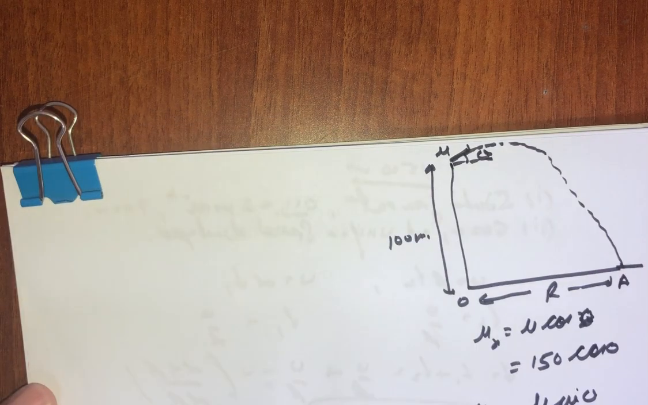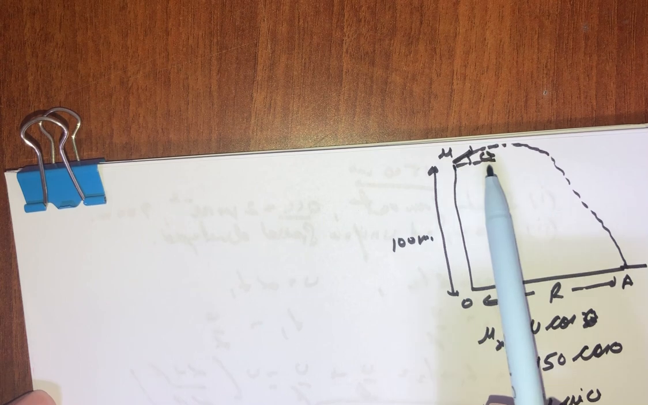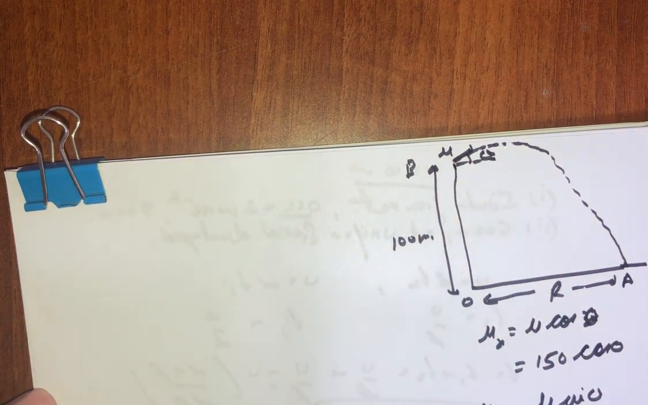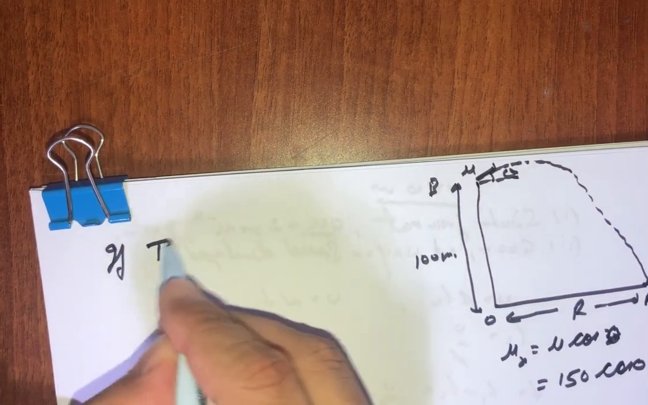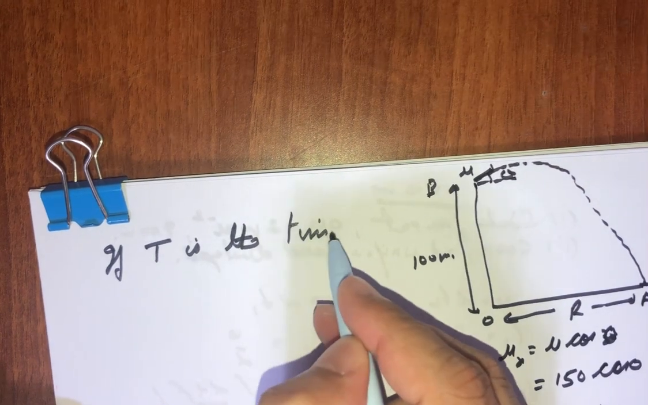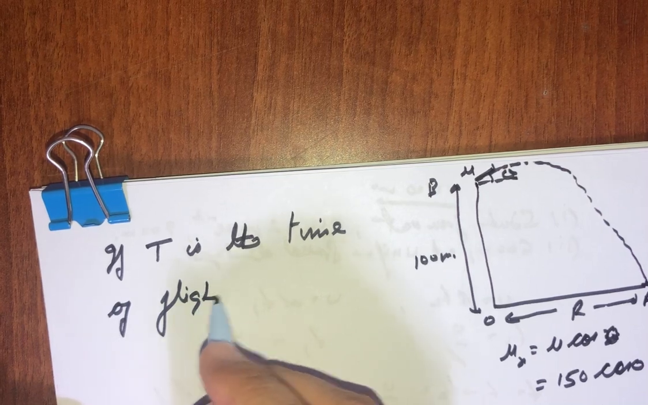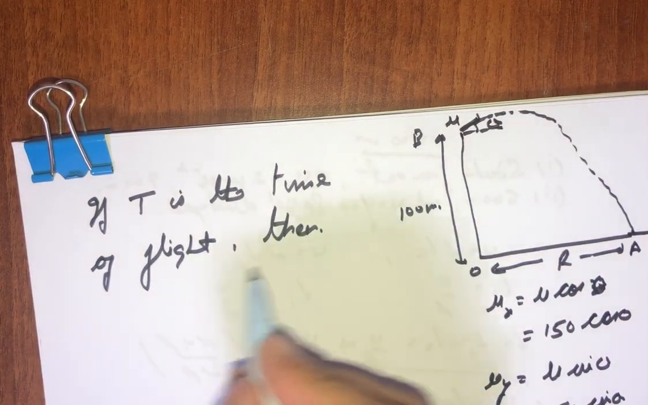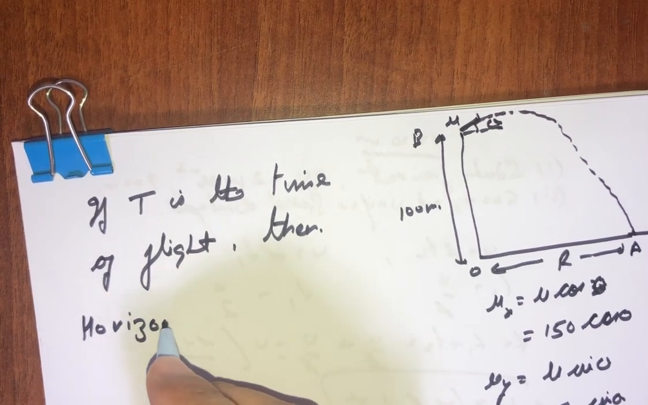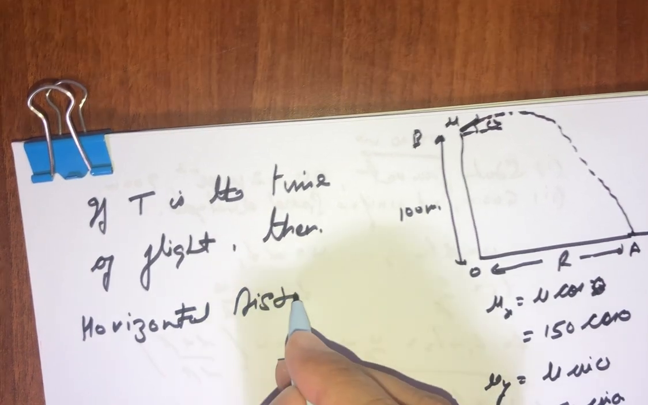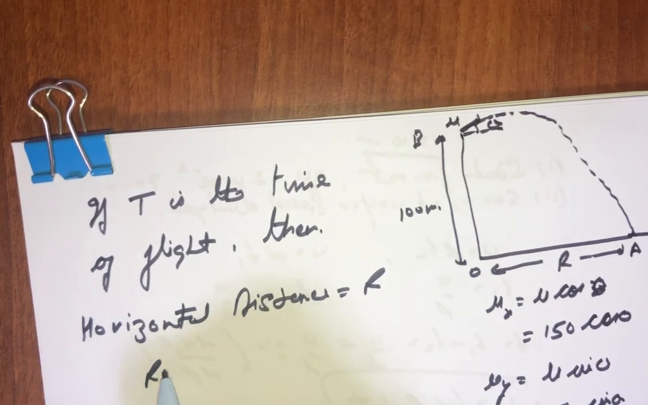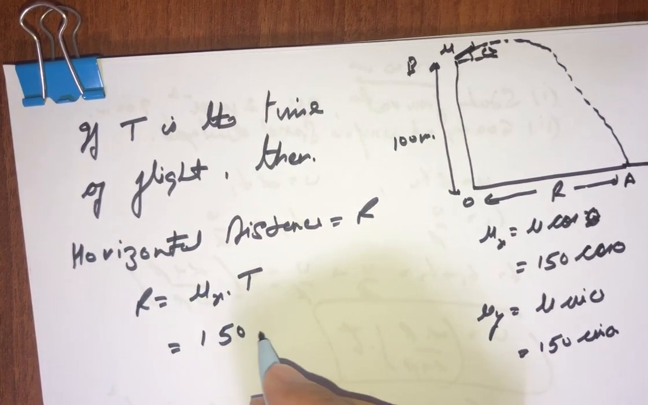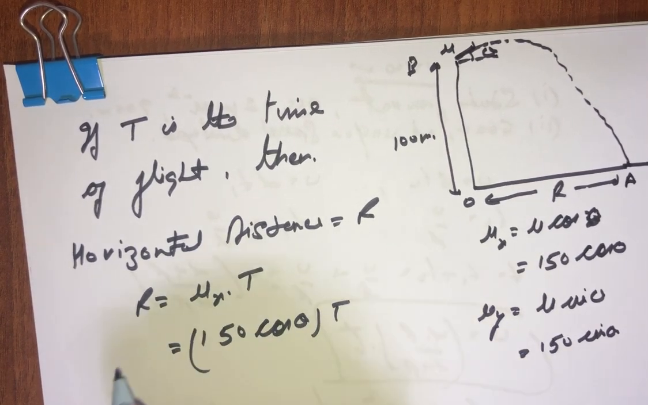So if t is the time taken by the projectile, or bullet, from point B to A, or we can say t is the time of flight, then the horizontal distance covered in time t, which we have denoted as R, will be equal to the horizontal velocity u_x multiplied by time t, and u_x is 150 cos theta, multiplied by t. This is the horizontal.